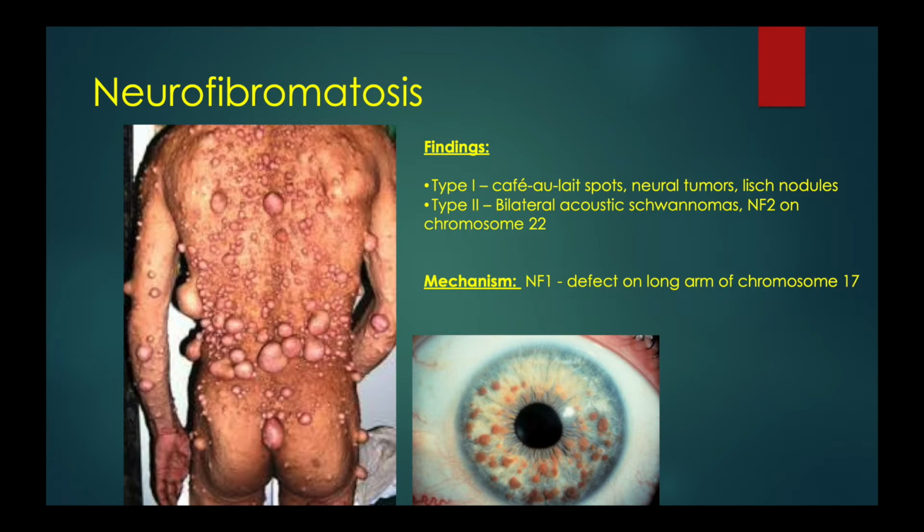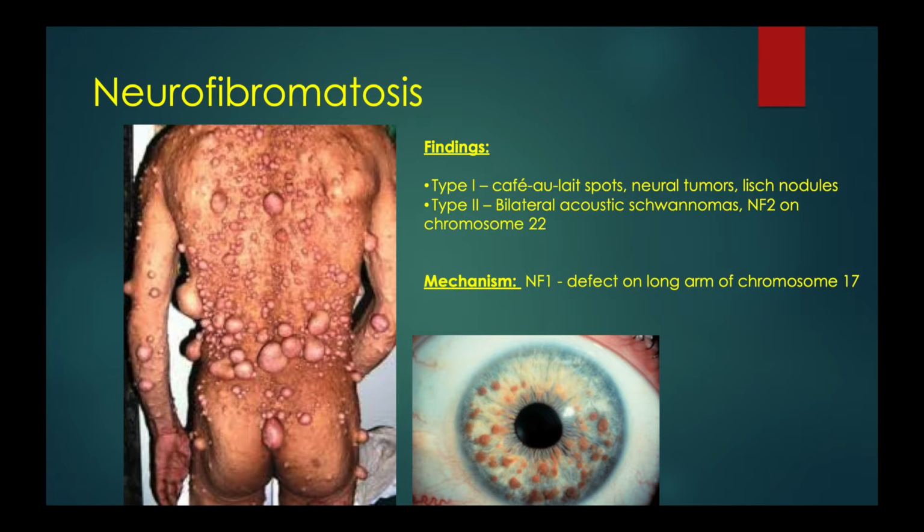Neurofibromatosis, autosomal dominant, type 1 and type 2. Obviously, type 1 is the more classic one. Type 2 has that acoustic schwannoma, okay? And neurofibromatosis 1 is on chromosome 17, and I think if you count the letters in neurofibromatosis, there are 17 of them. Pretty distinct. But this is one where some people get it pretty heavily, some people don't get it as much.